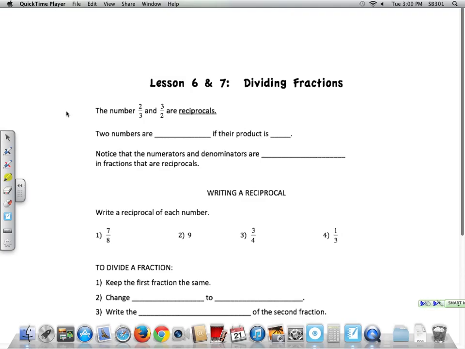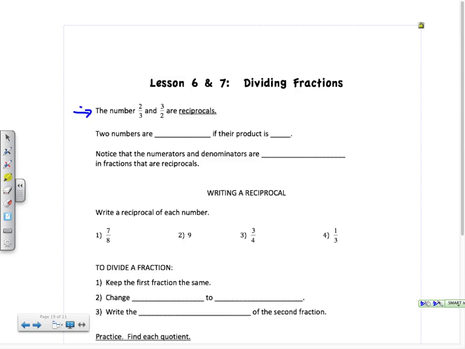The numbers 2/3 and 3/2 are reciprocals. And it says two numbers are reciprocals if their product is 1. So let's see what happens.